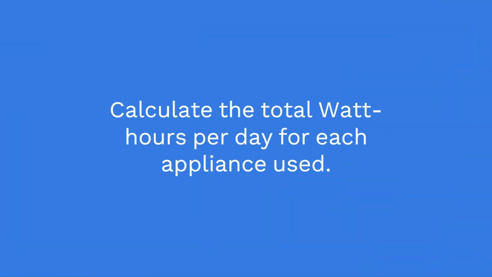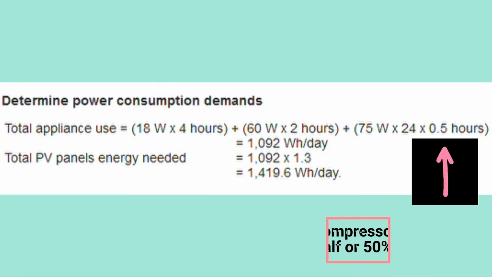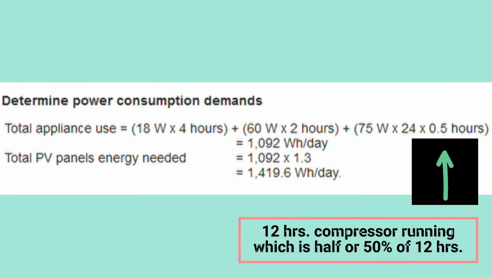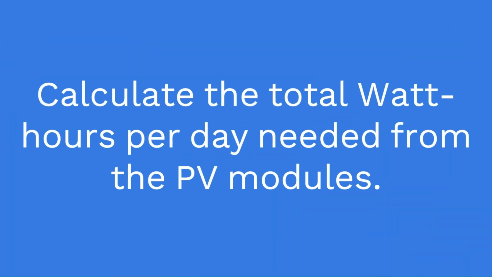Calculate the total watt-hours per day for each appliance used. The first stage in constructing a solar PV system is to determine the overall power and energy consumption of all loads that the system must supply. To determine the total daily watt-hours that must be given to the appliances, add the collective watt-hours required by each appliance.